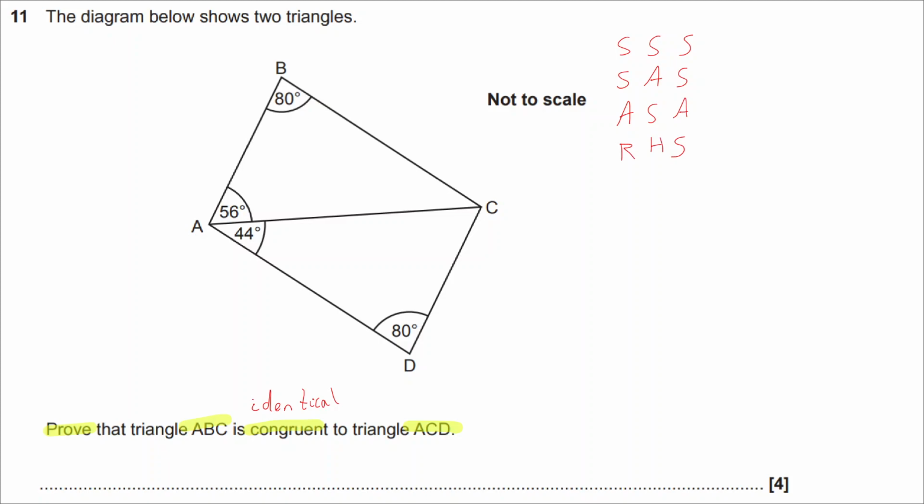Now, with this triangle ABC, I can get this missing angle here quite nice and easily by saying this is going to be equal to, angles in a triangle add to 180. So 180 take away 80, take away 56 is going to give me 44 degrees.